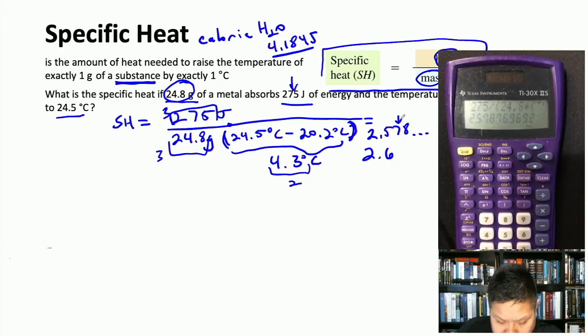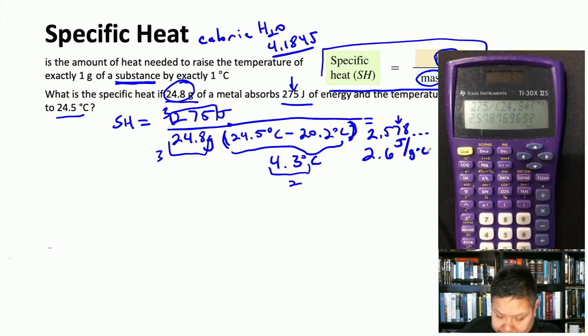And then also don't forget the units, because sometimes I even forget the units here. I was just thinking about that. This unit's going to be joules per gram Celsius, which makes sense because that's 2.6 joules for every gram for every degree Celsius, right? That's why it's the unit. Very interesting stuff.